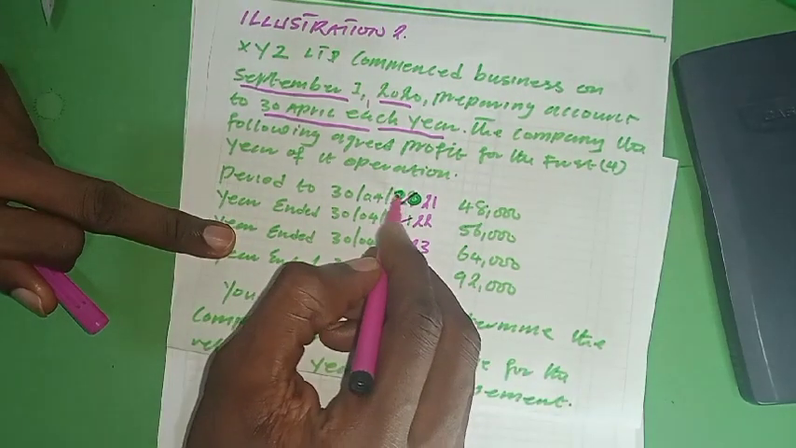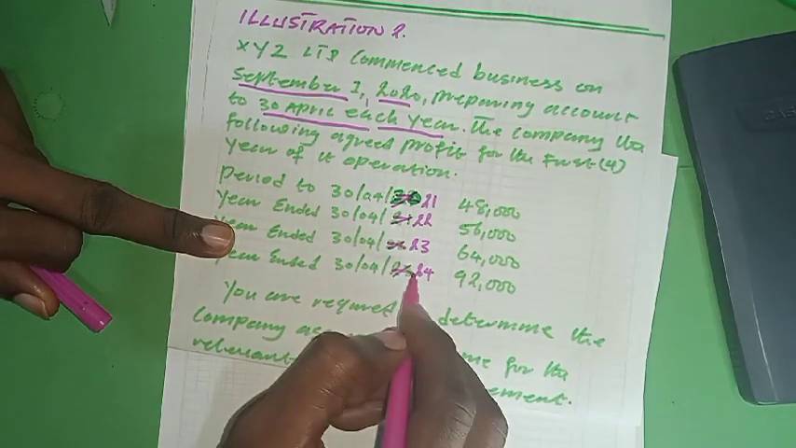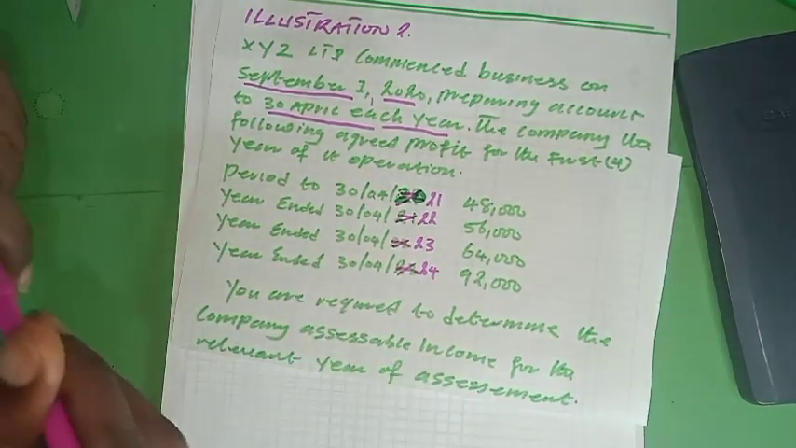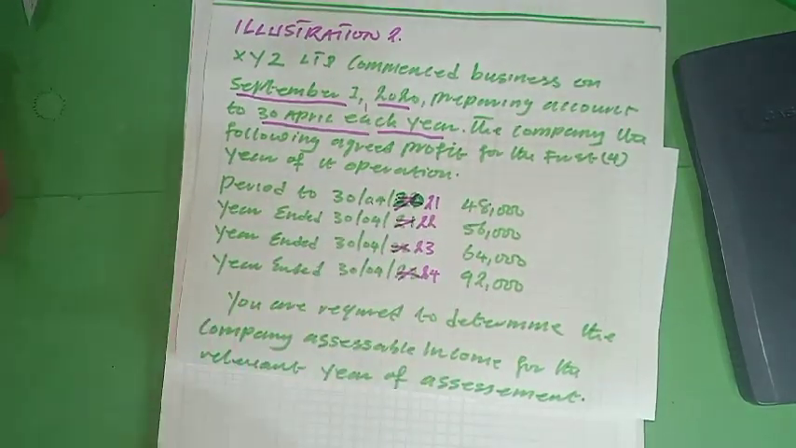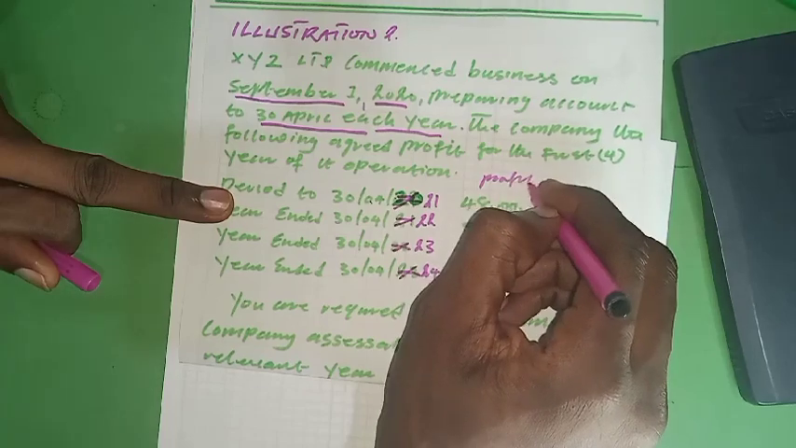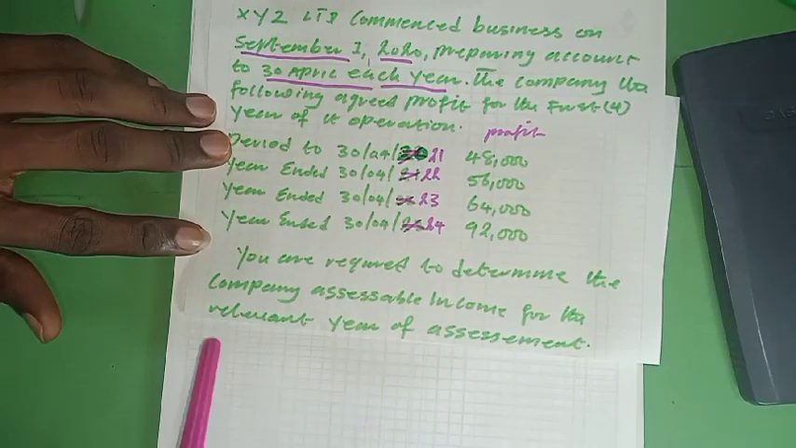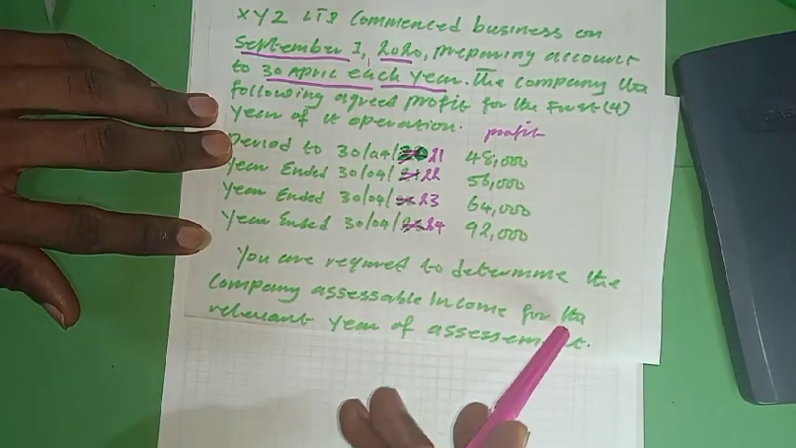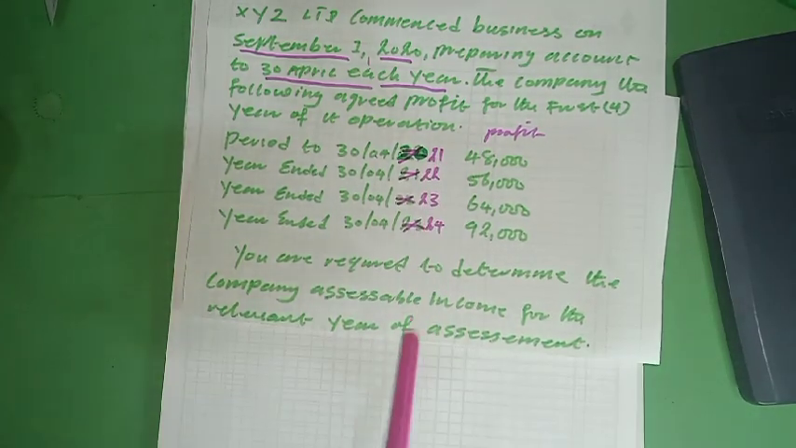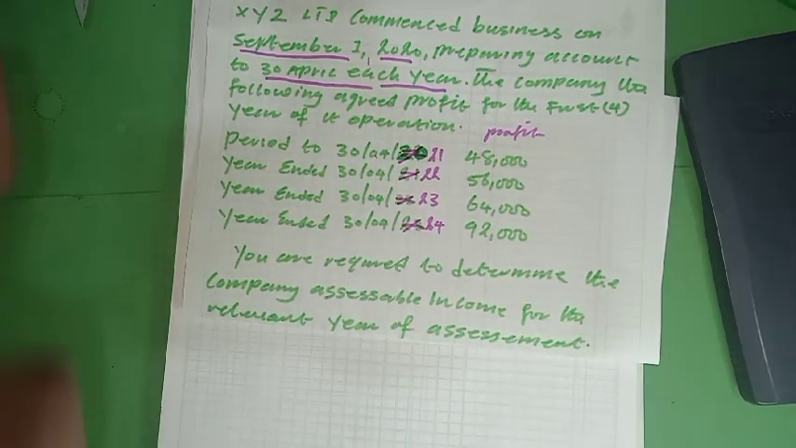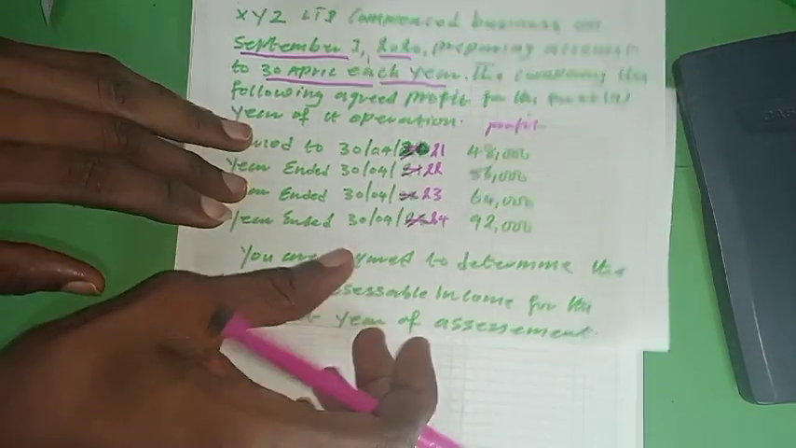Please disregard this. And let's use 2021, 2022, 2023, 2024. These are the profits. Now they say you are required to determine the company's assessable income for the relevant years of assessment. What are the relevant years of assessment? These years. Now we are going to solve this using 2 ideas. Whichever pleases you, you use it.